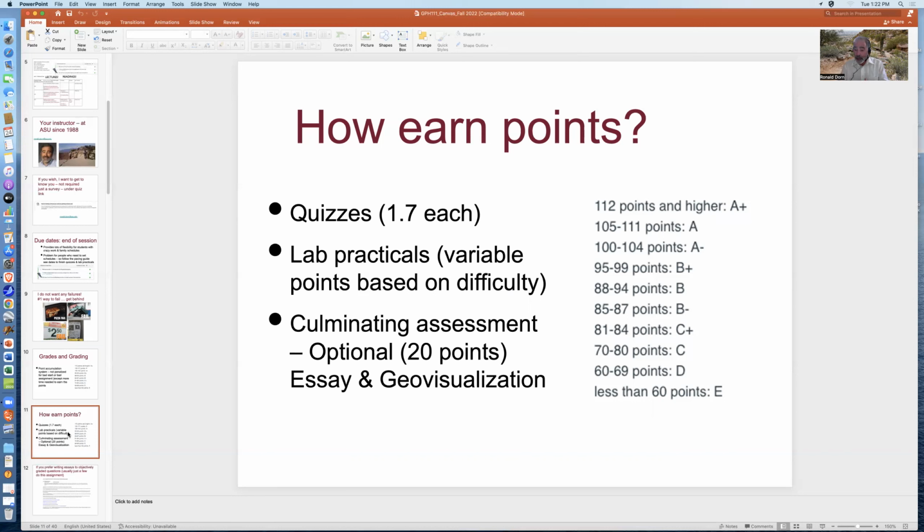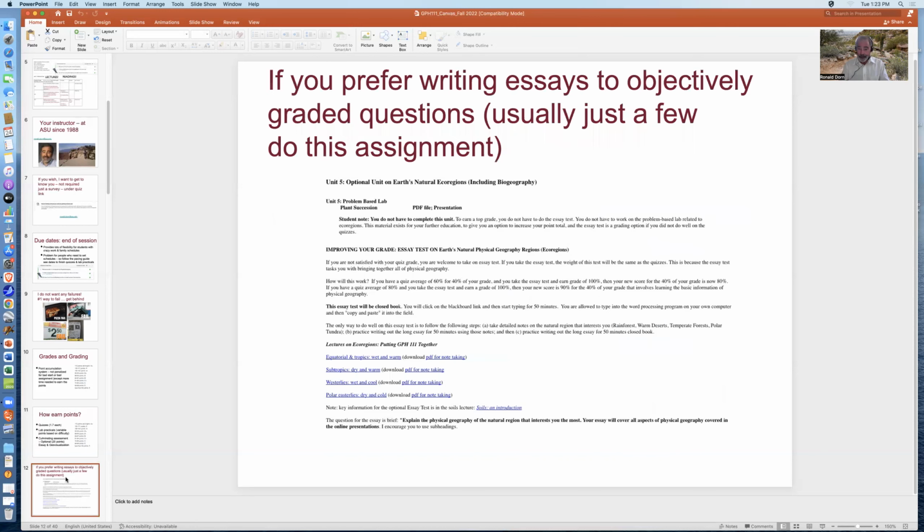All points are equal. All points add up. And it means that there are lots of assignments that you probably won't need to earn the A+. So there's no penalty for not doing an assignment.